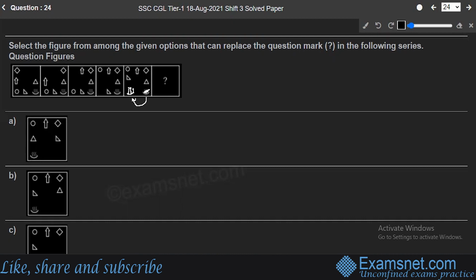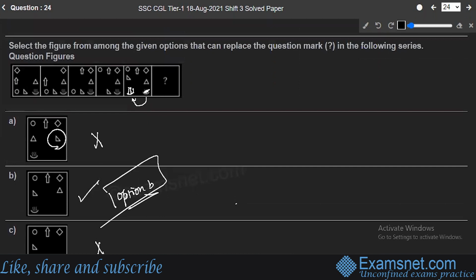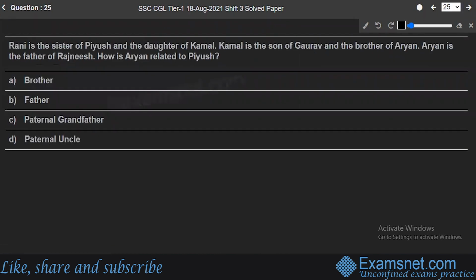So looking at this one, it matches exactly with option B. It doesn't match with A. This symbol is different over here and not with C, not with D. It matches with nothing except option B, and this is our correct answer to the question. Hope you are clear with this. Let's move to the next question, number 25.